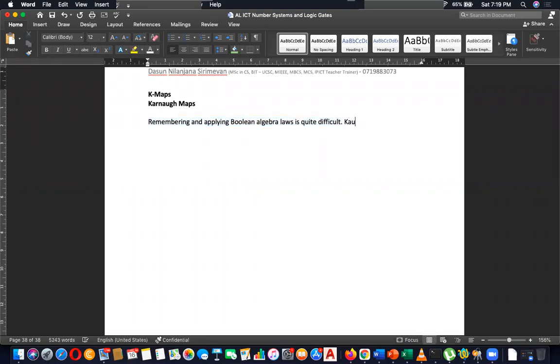Karnaugh suggested an easy method to solve Boolean algebra expressions.